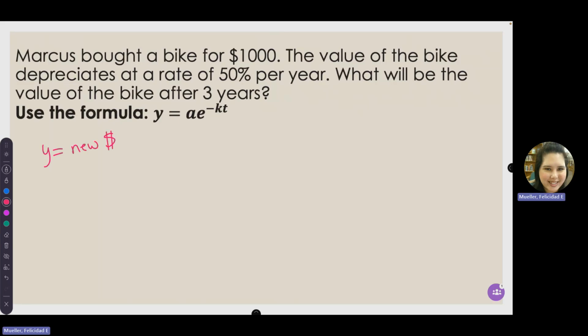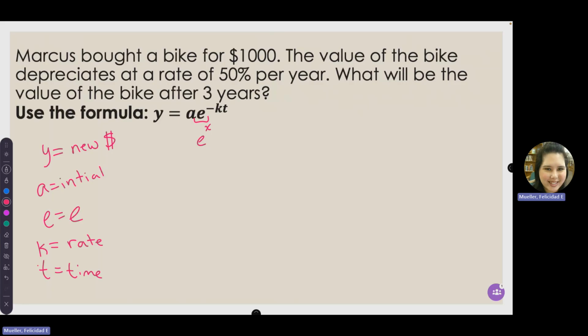So whatever it's going to be, the depreciated. A is my initial amount. E is E, it's the number. So remember, again, this is going to be a button on your calculator. You should have e to the x on your calculator. That's what we're going to use. K is going to be my rate as a decimal. And then t is time.